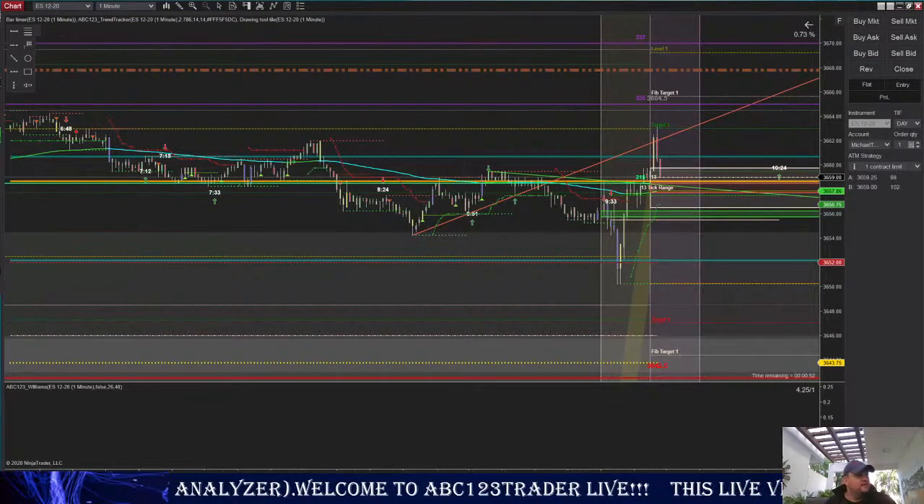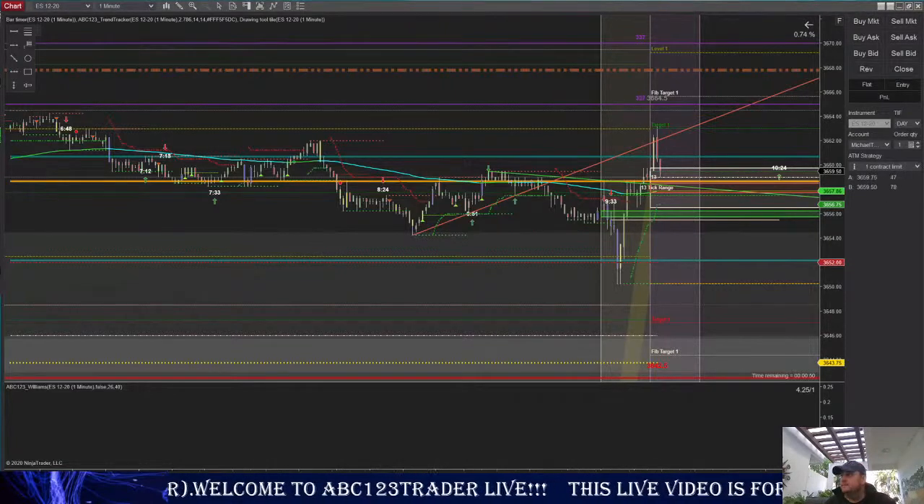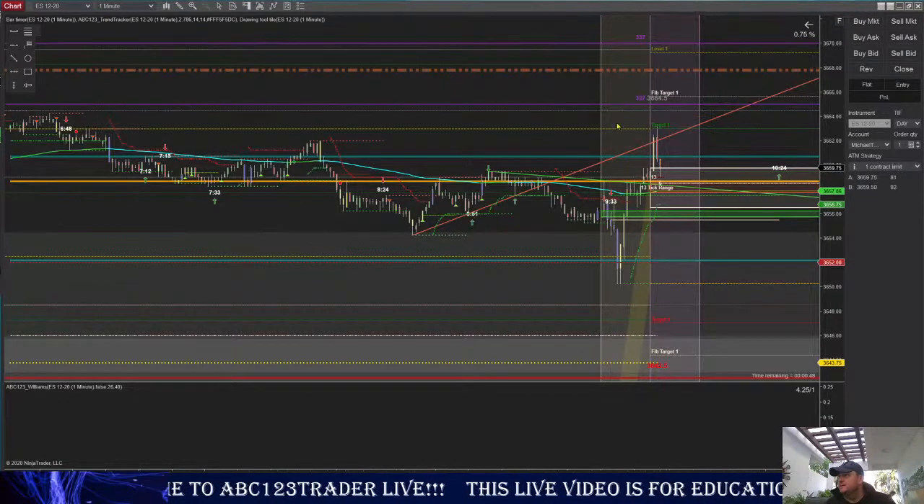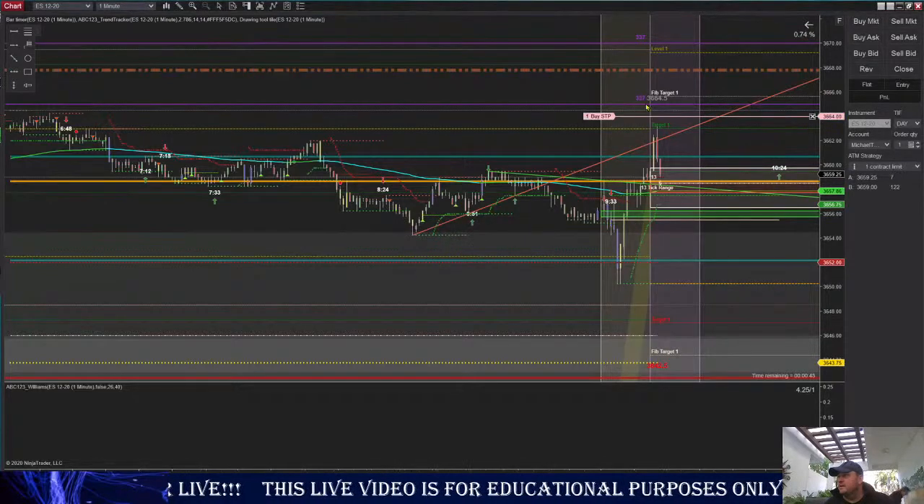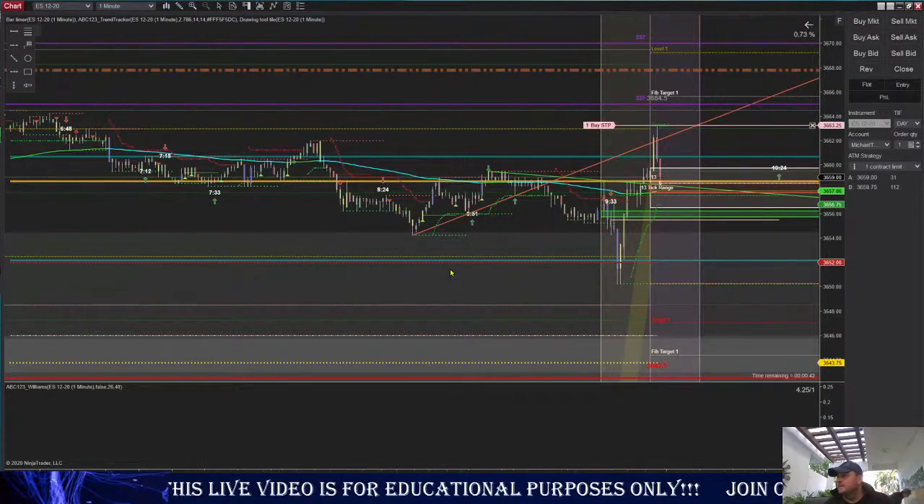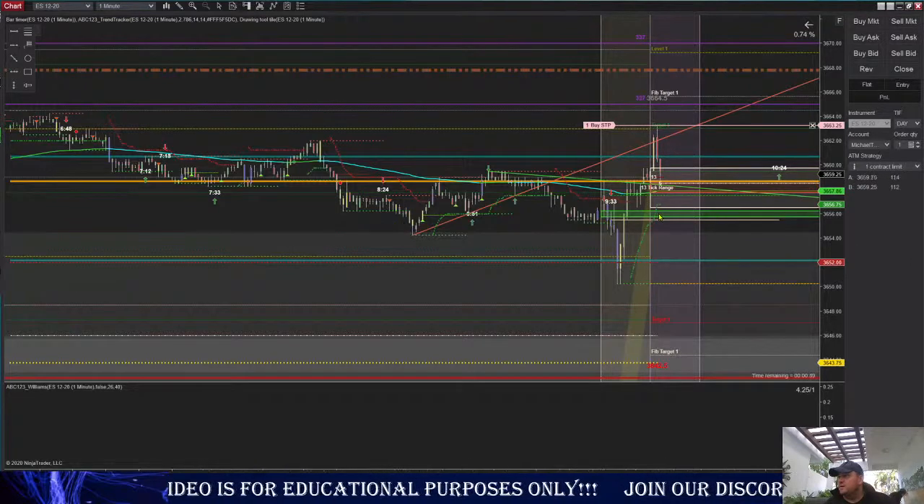Okay, this is their 946 signal, guys. And let's see. I'm actually going to go like this. I'm going to put a buy stop market here for now. Order submitted. I'm going to let it come back down to market open. We're going to see if she's going to tap right here.